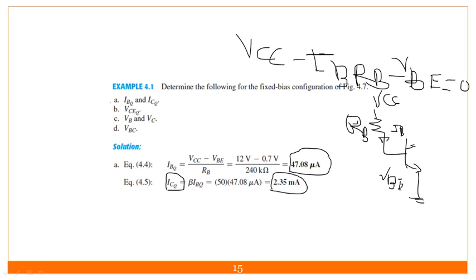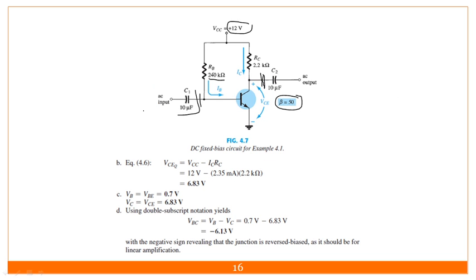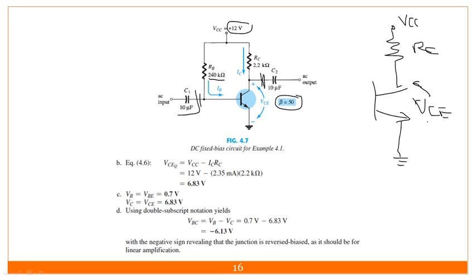So how much have we calculated? We have calculated IB and IC. Now it's time to calculate VC, by applying KVL on the output side. This is my circuit diagram. I will rewrite the diagram once again for the output side. This is my VCC, this is my RC, and this is VCE, the drop across the collector and emitter terminals.